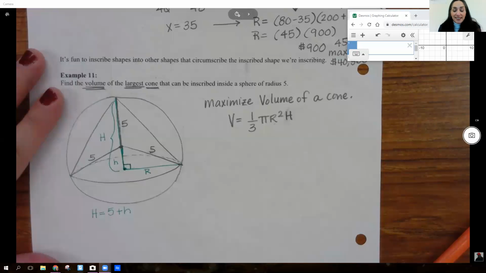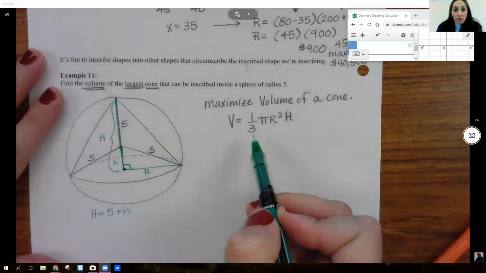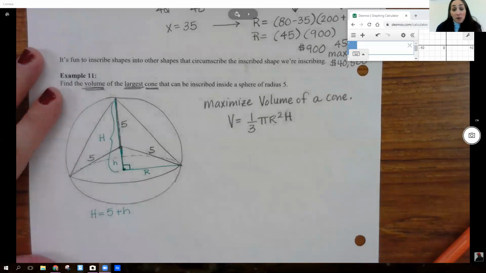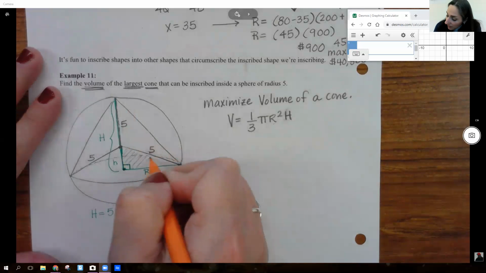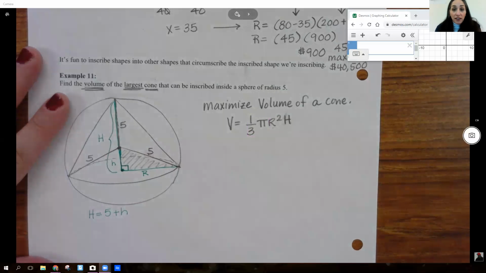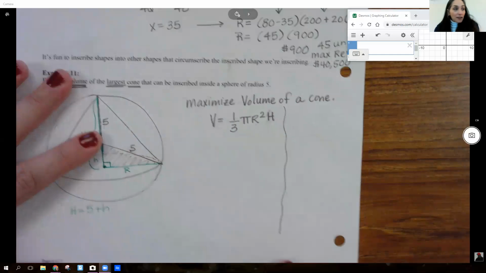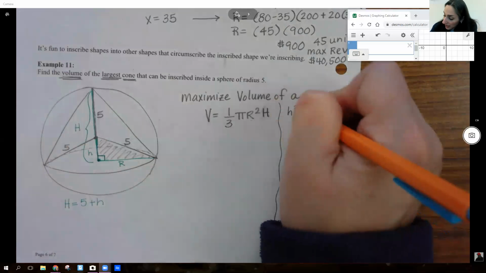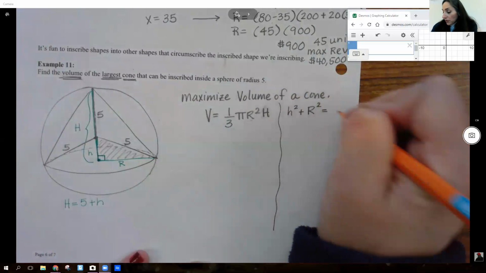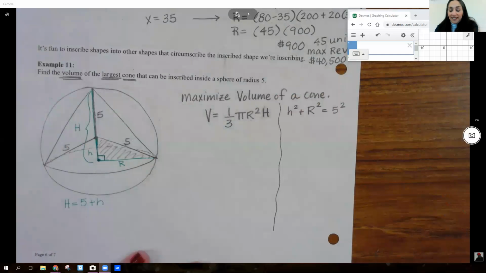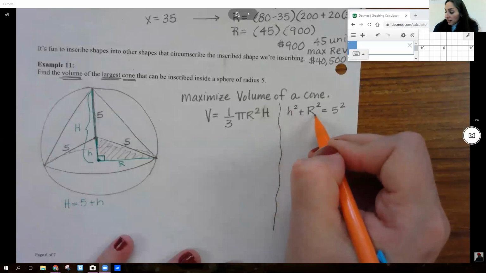Here's the deal with this. There's another little shape inside this diagram that's going to be our helper, and it's going to help us come up with an equation that will get this volume formula in terms of one variable. Maybe you see it, it is right here. That little tiny right triangle down there, that's what we're going to use. We can use the Pythagorean theorem with that. It would be h squared plus r squared equals 5 squared.